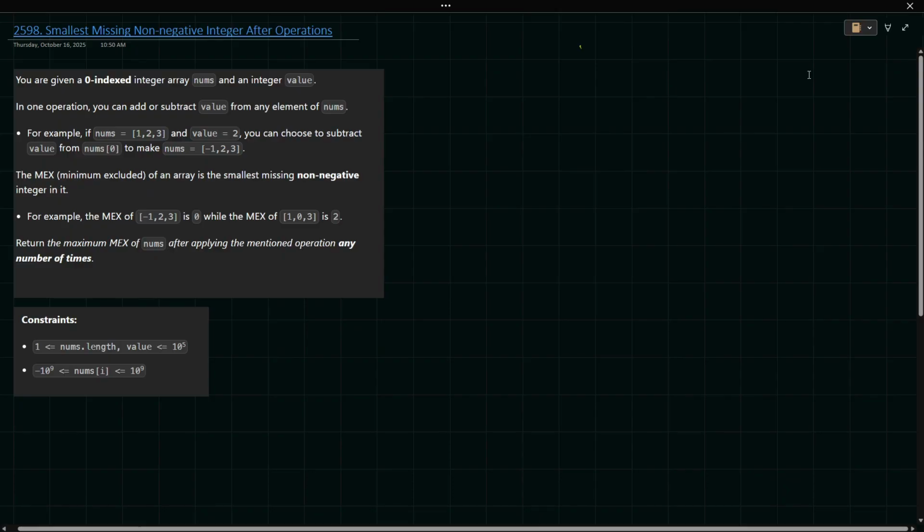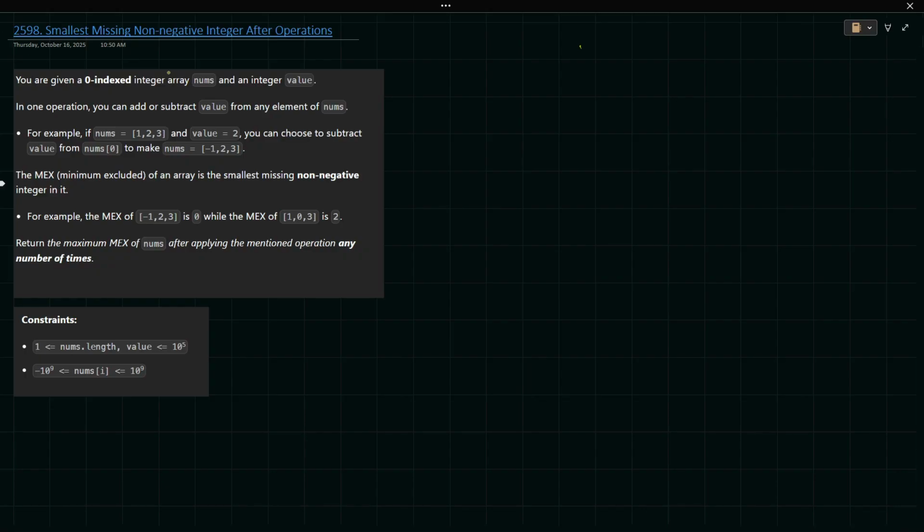So today we are tackling LeetCode's problem of the day, which is nothing but smallest missing non-negative integer after operations. Okay, so let's quickly understand the problem. We are given an integer array nums and an integer value. In one operation, we can add or subtract the value from any element of nums. Okay, and an example is given here.